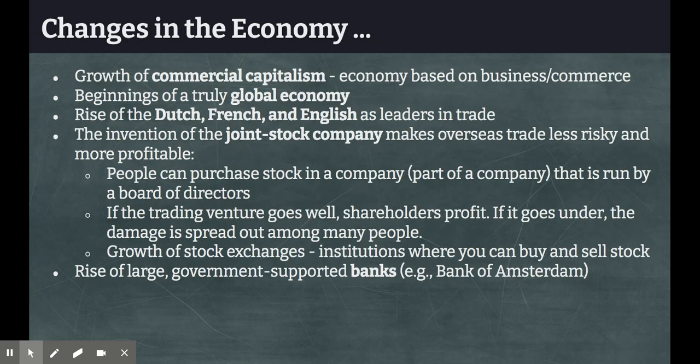All right, so let's talk about some big changes that occurred in the European economy as a result of colonialism. What we're going to see here is the beginning of commercial capitalism. The economy is increasingly based on business and commerce. It's not completely based on it, but we're starting to see a shift away from agriculture and towards business, trade, commerce, and all of that. We also see the beginnings of a truly global economy. Now Europe and the Americas and Asia and Africa are all connected by trade.